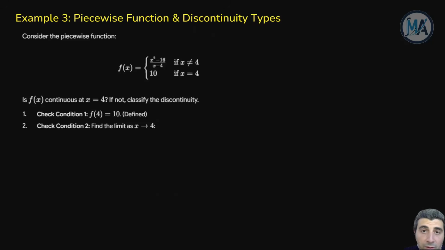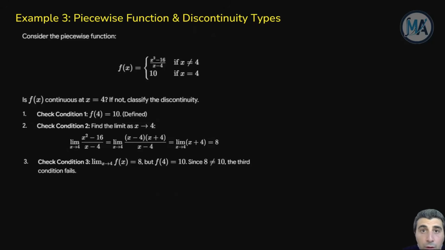Second step, we want to evaluate the limit as x approaches 4. We would have to use that first piece. And since the first piece is undefined at 4, we can use the algebraic trick of factoring. So if we factor and cancel out common factors, we get x plus 4, and the limit as x approaches 4 of that is 8. So the limit and function value both exist.